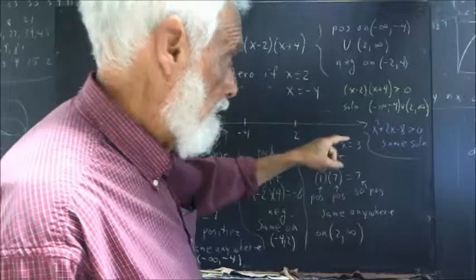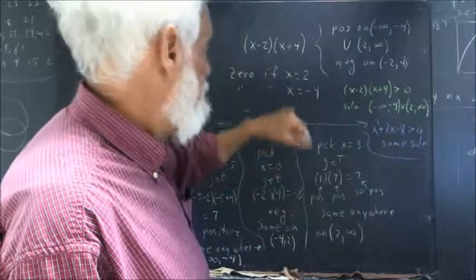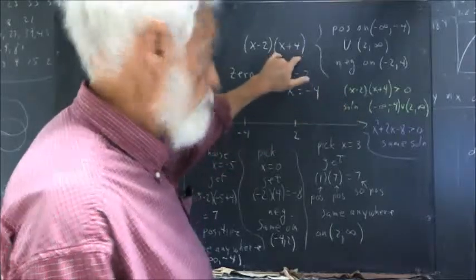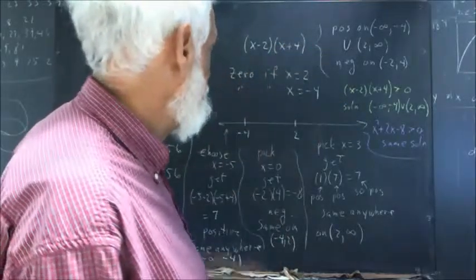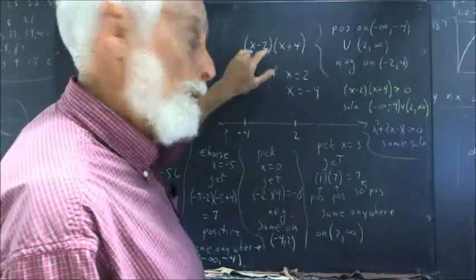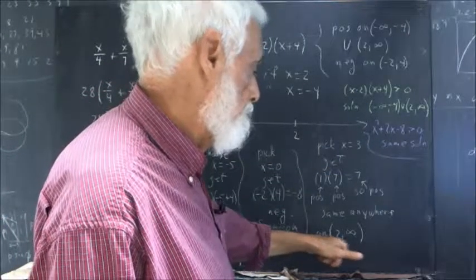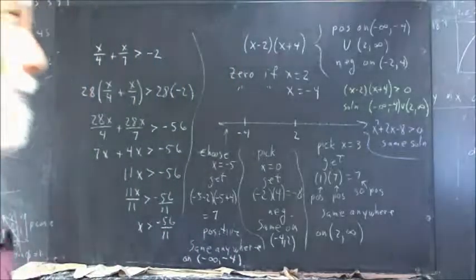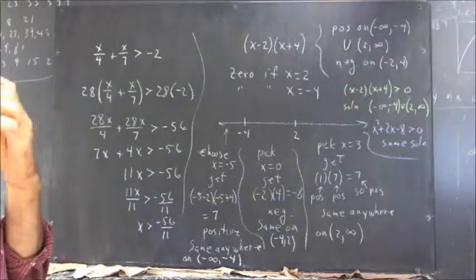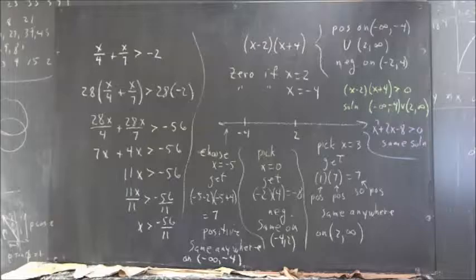The same thing is going to happen for any number greater than 2, because if x is greater than 2, certainly x plus 4 is going to be positive, and x minus 2 will be positive, giving us a positive. Again, this is true for any x value between 2 and infinity. This is a very important technique. It's what we use in solving a quadratic inequality.